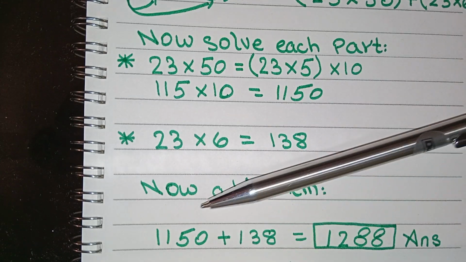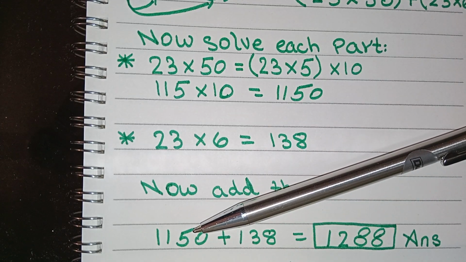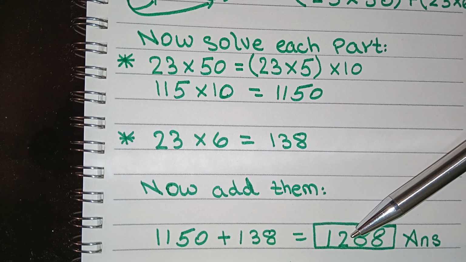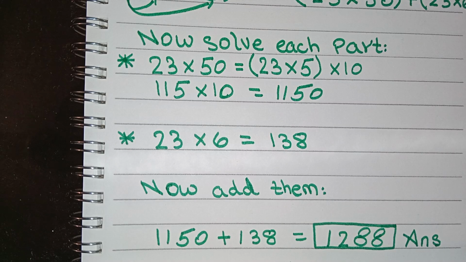Which two numbers will we add? 1150 plus 138. We add both of them and we get the answer 1288. So finally we have reached the answer 1288 without using long division. We have only used this shorter method, so we can easily reach our final answer.